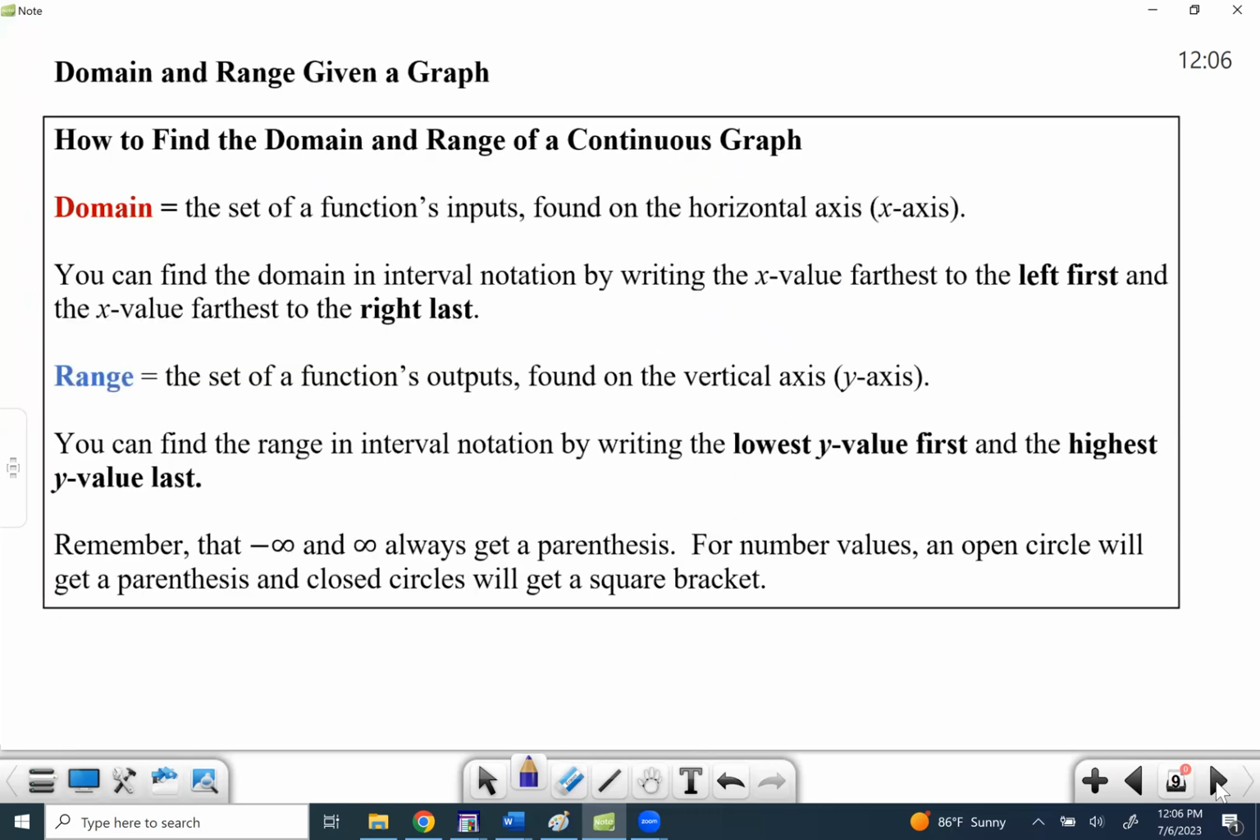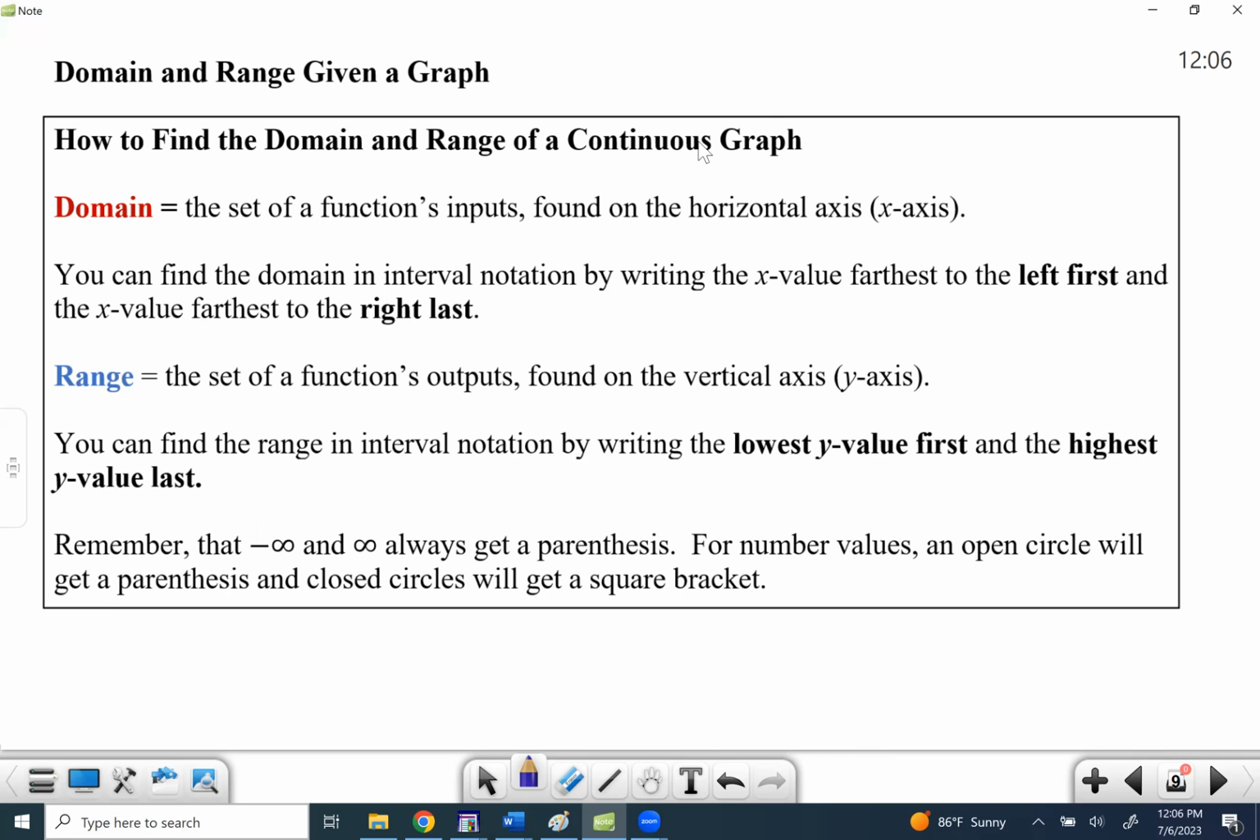Okay. So we're going to go ahead and do some examples of finding the domain and range given a graph, okay? So it says right here for the domain, you can find the domain in interval notation by writing the x value farthest to the left first and the x value farthest to the right last. For the range, you can find the range in interval notation by writing the lowest y value first and the highest y value last. And this is only when given a continuous graph, because that's actually all we're looking at in this section. It's a good place to start.